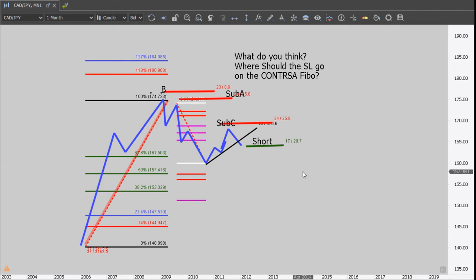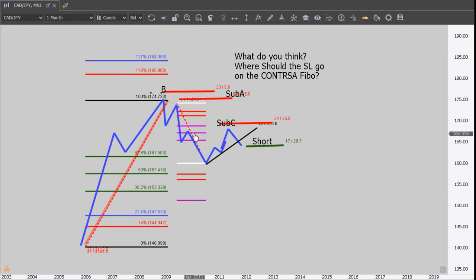Akos says at the top, before the trend breaks. Miguel says below or above the sub A. Great. What about you? Time to shine, MHB Victor. What do you think? And everybody else? Where should the stop loss go? Victor says sub A. What do you think, everybody? What makes sense to you?